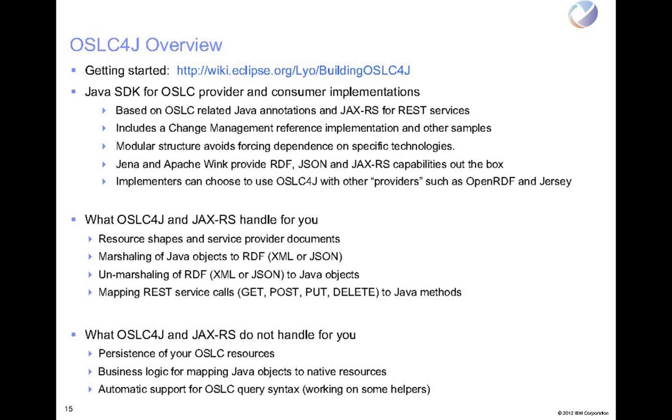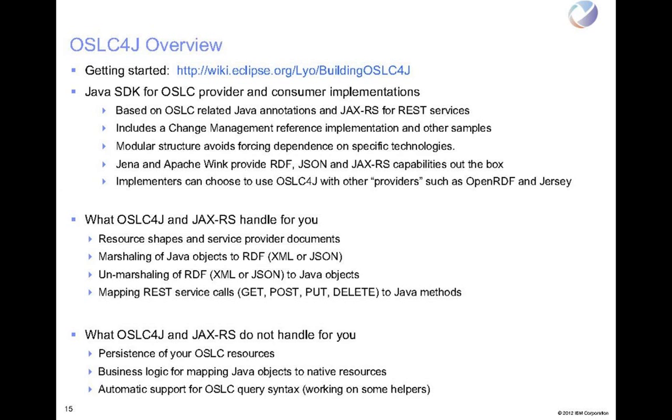And so what does OSLC for J and JAX-RS not handle for you? It doesn't handle persistence of your OSLC resources, or business logic for mapping those Java objects to native resources. So if you're trying to build an OSLC adapter, for instance, for a tool that you have, maybe a quality management tool, you want to OSLC enable it, you would be responsible for coding the business logic of what needs to be done to interact with your tool when requests come in for an OSLC test plan, for instance. Maybe it has its own native APIs or some way of representing test plans. That would be the business logic that has to be written to enable the tool to work with OSLC for J. I'll go through some examples of that as well.